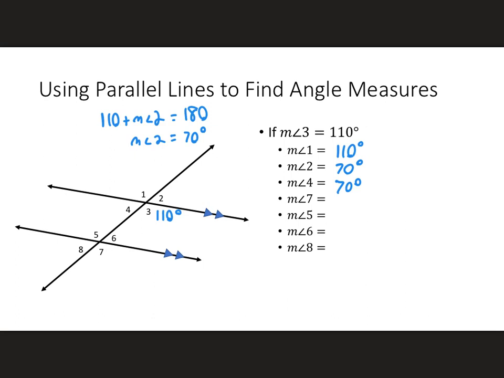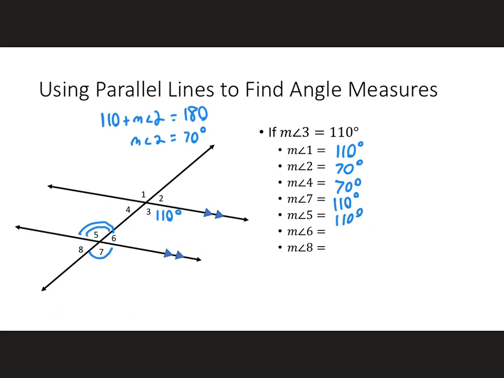Then angle 7, this one down here, corresponds with angle 3. And since the lines are parallel, they will be congruent to each other. So angle 7 will also be 110 degrees. Angle 5 is an alternate interior angle to angle 3. So that will also be congruent. It will be 110 degrees.